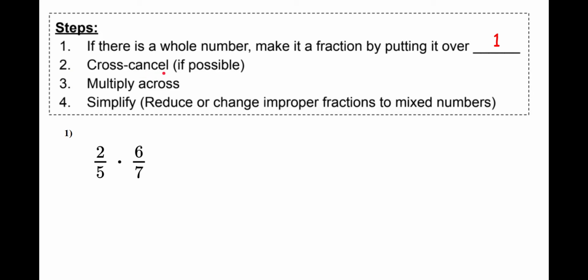Next, you're going to cross cancel if that's possible. Number 3, you're going to multiply straight across. And finally, number 4, you simplify by reducing the fractions or changing improper fractions to a mixed number. Let's do a quick warm up to refresh ourselves.